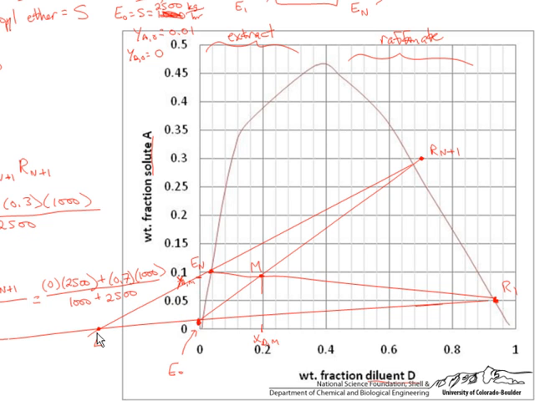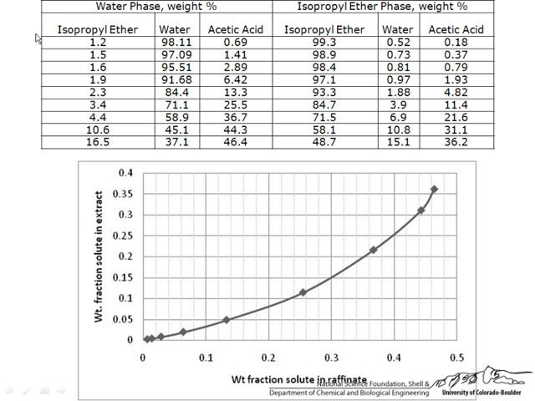Now I can pretty easily step off stages. And the first step in doing this is to figure out what E1 is. E1 is going to be in equilibrium with R1. So why don't I go back to my equilibrium data and make a plot that's going to be helpful to me. So here we've got our equilibrium data, and we've got our water phase, which is going to be high in diluent. And this means that it is the raffinate phase. And we have our isopropyl ether phase, which is high in the solvent, and this is our extract, because the extract is high in solvent.